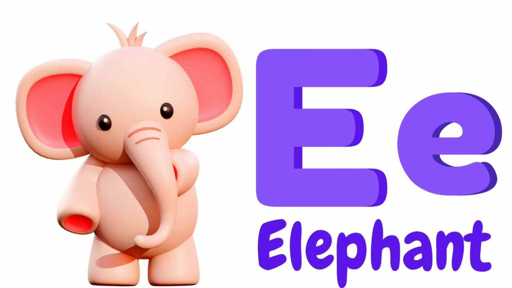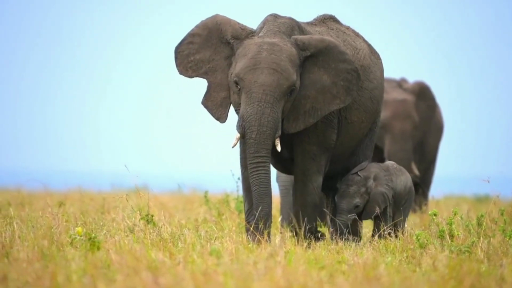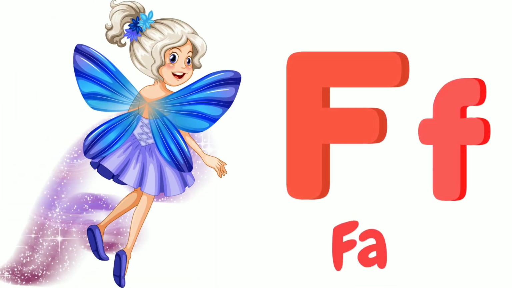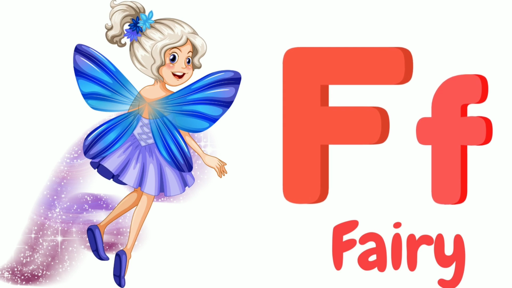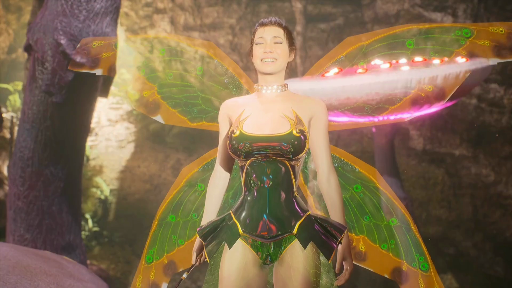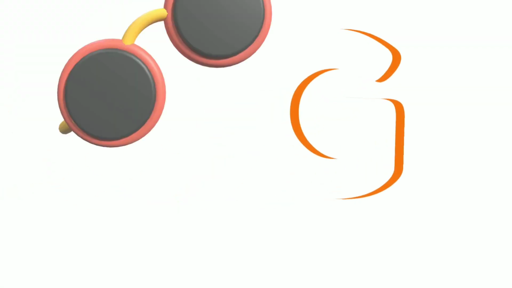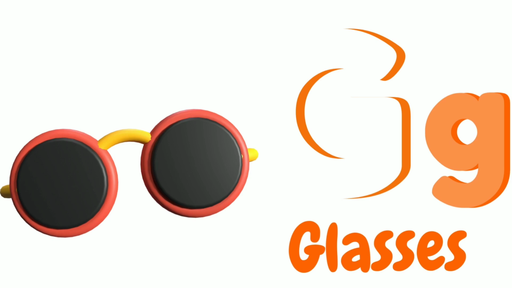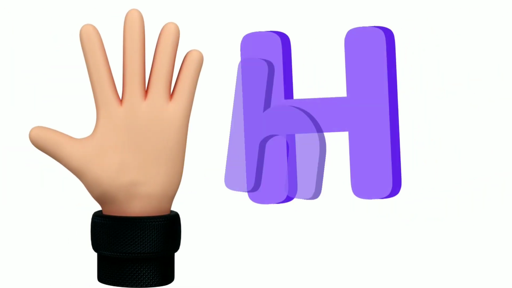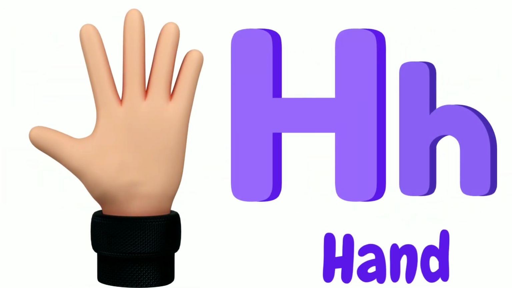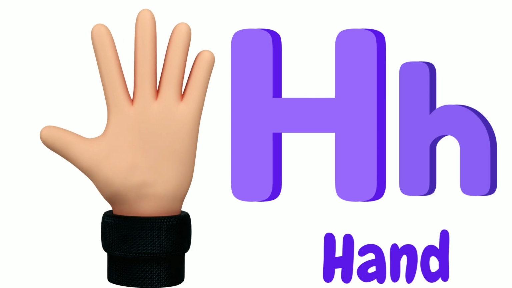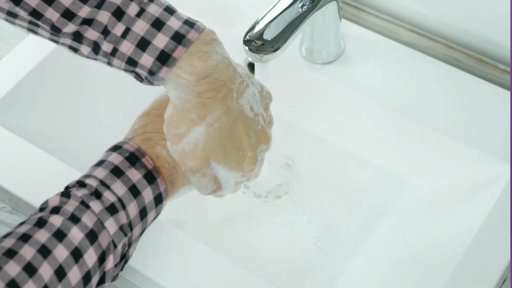E is for elephant. This is an elephant. F is for fairy. This is a fairy. G is for glasses. This is glasses. H is for hand. This is a hand.